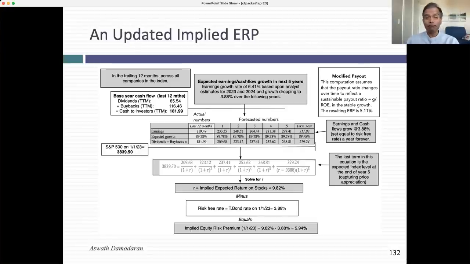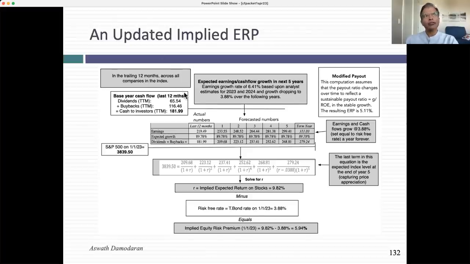It's easy enough, right? I use exactly the same approach I used in November of 2013. On January 1st of 2023, the S&P 500 was at 3,840. So let's say you went out and bought the S&P 500. The dividends and buybacks in the trailing 12 months were 182. I'm already going to set you up for something we're going to talk about in more detail when we get to the dividend section of this class.